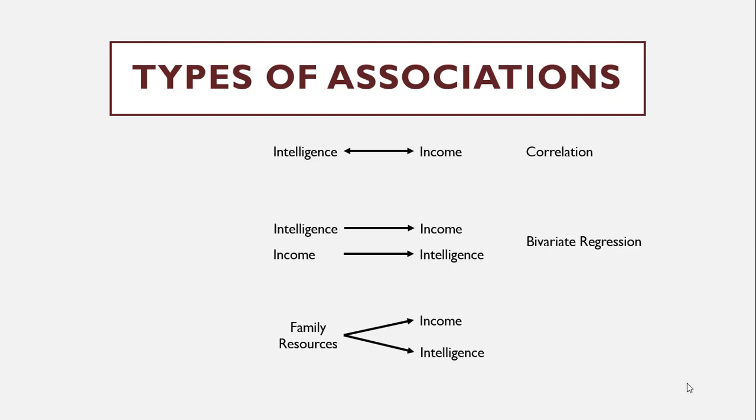And then with a bivariate regression, there is some implied directionality in the regression itself because we typically have an outcome variable. We talk about that as y, and we have the predictor variable, which is talked about as x.